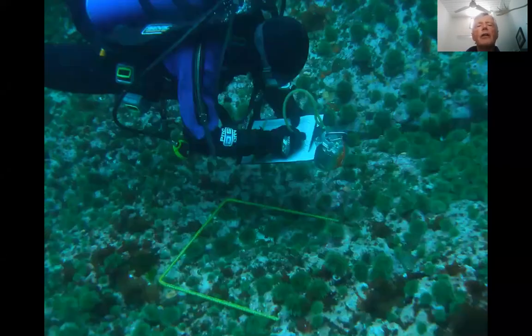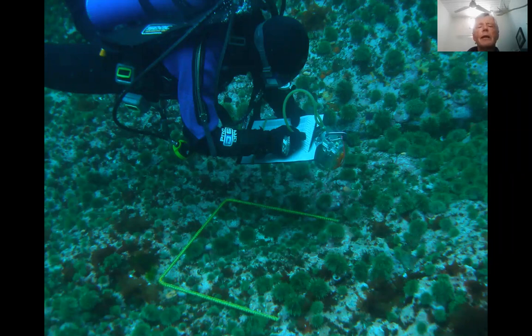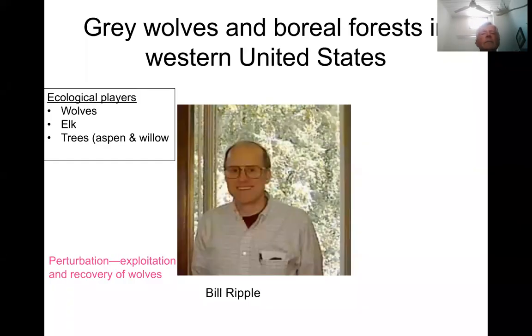So that's the sea otter story. Otters, urchin, kelp, trophic cascade. Otters maintain the kelp forest by limiting sea urchins. And that was the initial evidence that led to that understanding.